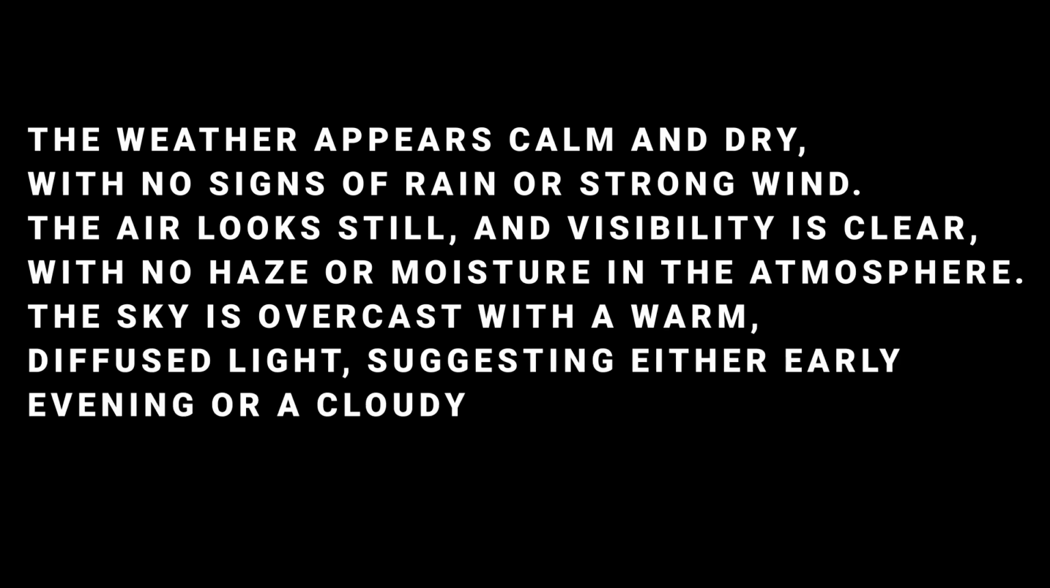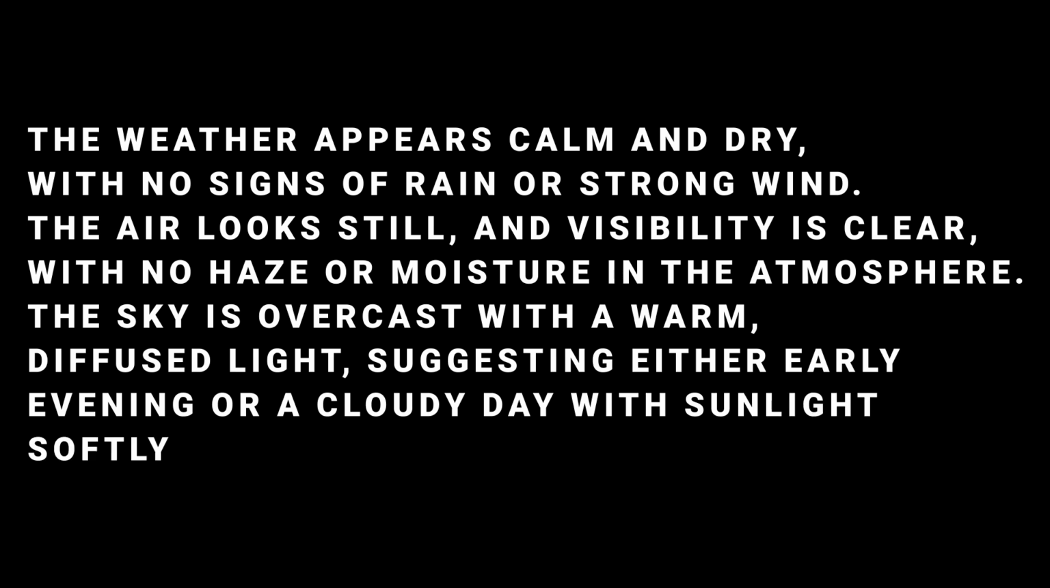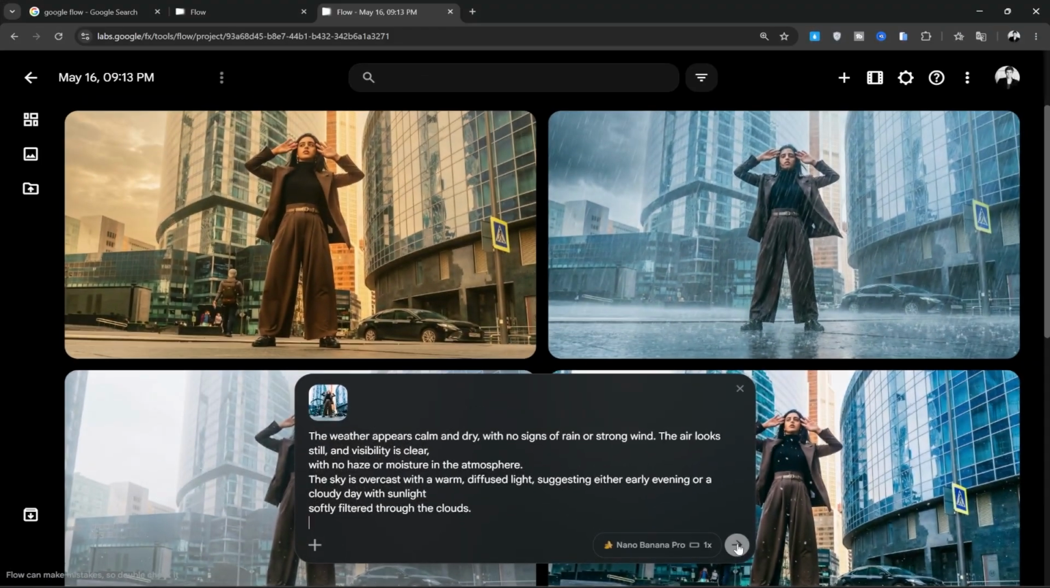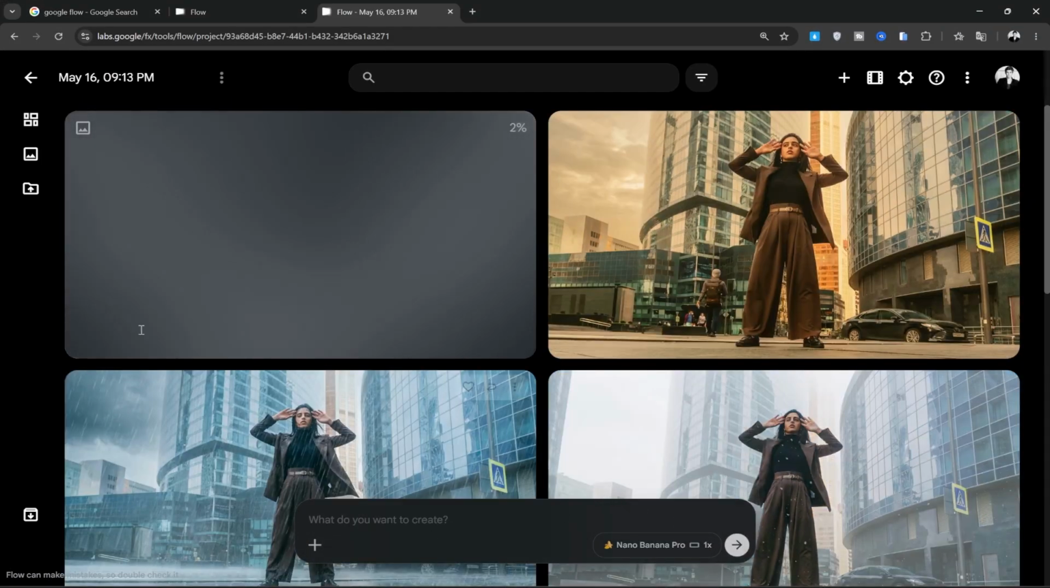The weather appears calm and dry, with no signs of rain or strong wind. The air looks still, and visibility is clear, with no haze or moisture in the atmosphere. The sky is overcast with a warm, diffused light, suggesting either early evening or a cloudy day with sunlight softly filtered through the clouds. I'll click Generate.